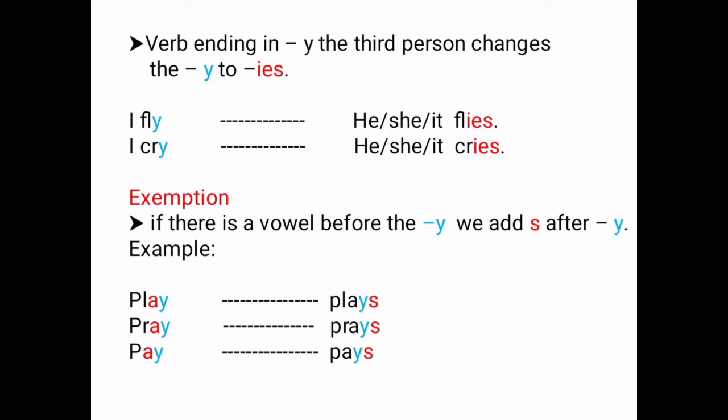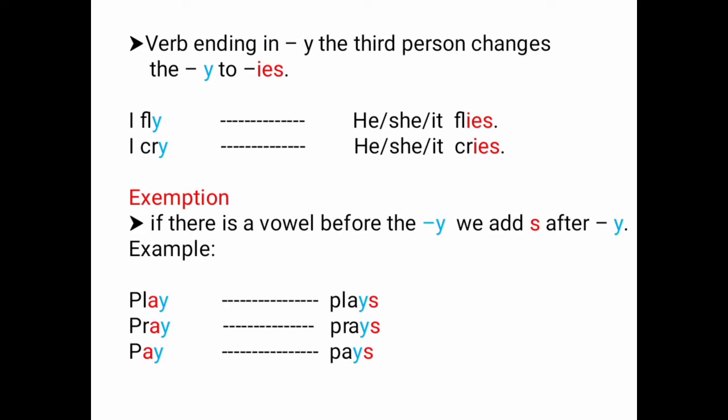A verb ending in y, in the third person, changes the y to ies. For example, I fly. Here we have y at the end of the word fly. So when we use it with the third person singulars like he, she, it, this word will become flies. We will remove y and in place of it we will use ies. Like he flies, she flies, and it flies.